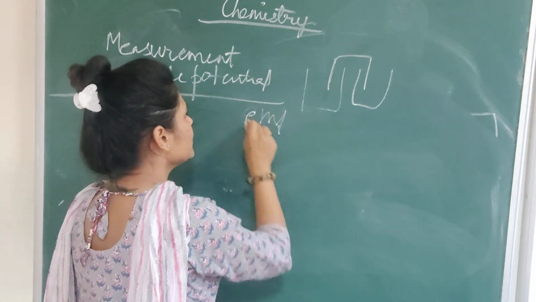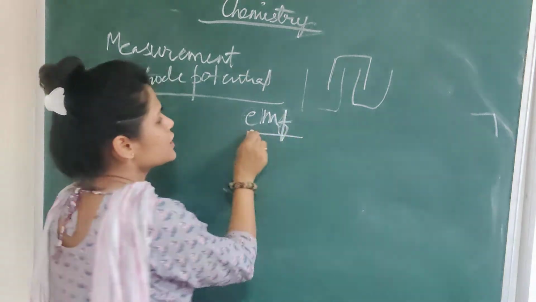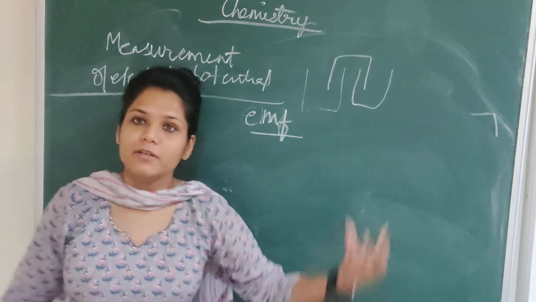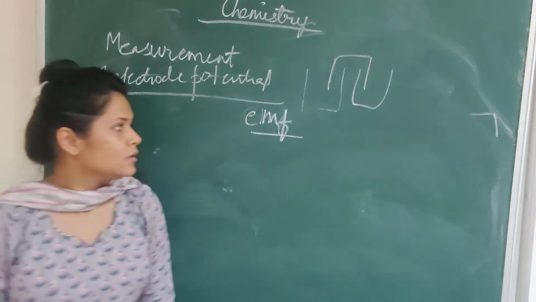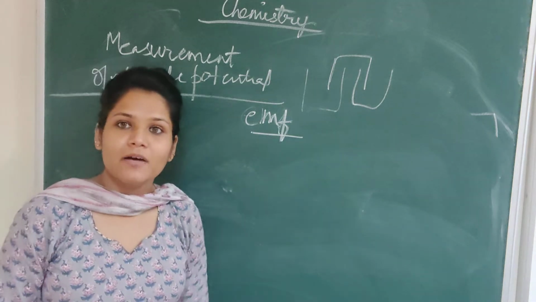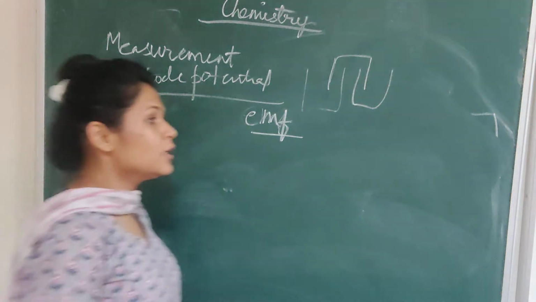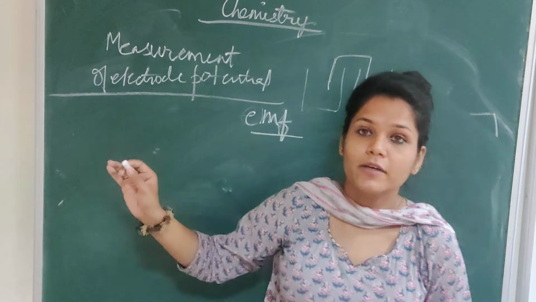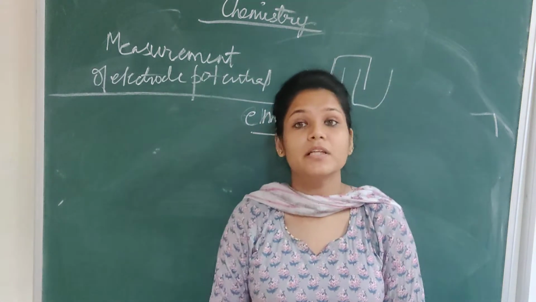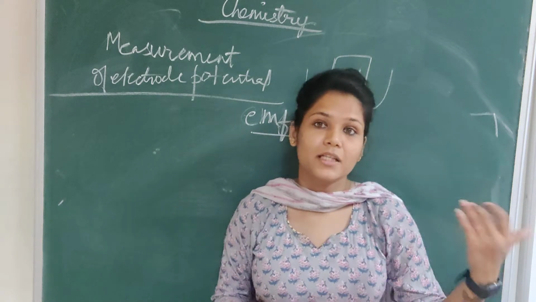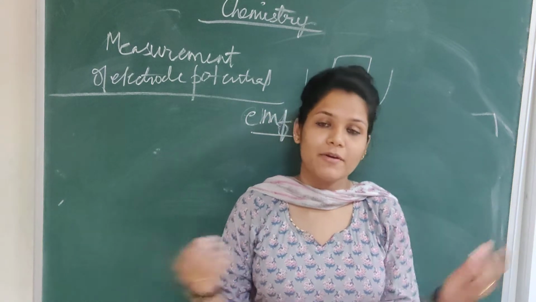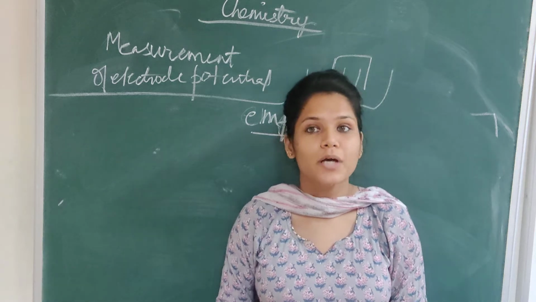EMF means what? That is the potential difference between the two electrodes or between the two half cells. Each electrode is dipped in one half cell, so that is why this will be giving you your EMF. Now, if one half cell is not given to you, and the EMF is being asked, what are you going to do at that time?